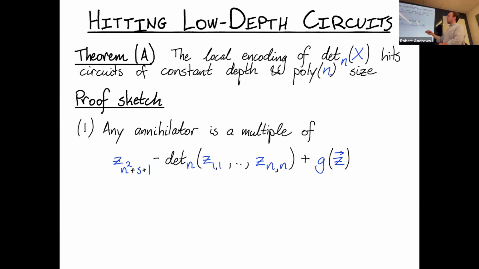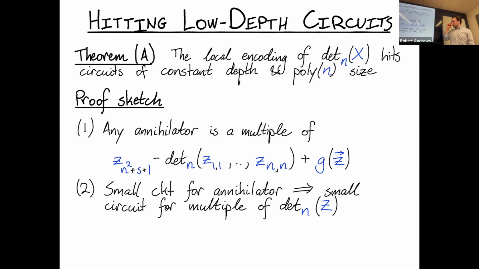Okay, so first, we know that any annihilator of this generator is going to be a multiple of this polynomial here. Now I claim that if you had a small circuit that computes some annihilator, you can massage that circuit to remove this G term. The idea is you would want to set just the intermediate Z variables to 0. This would kill G, but it might actually set your annihilator to 0. So you need to do something more careful, but this is some completely standard thing in arithmetic circuit complexity.